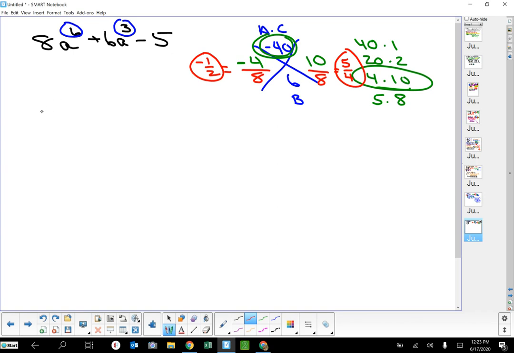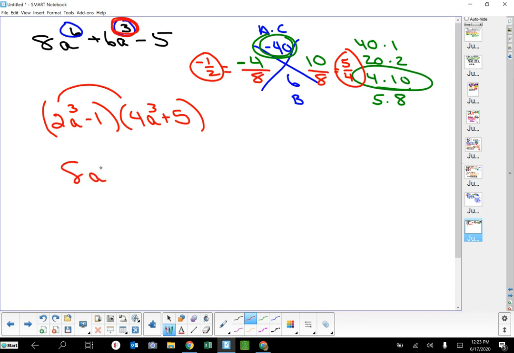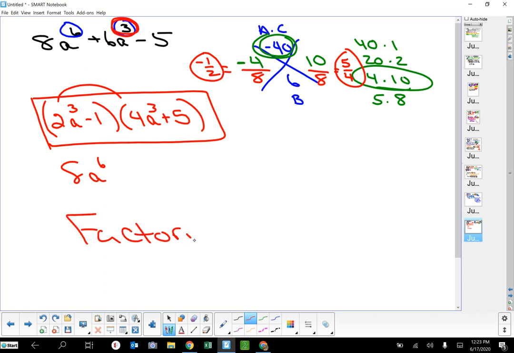And again, write this out how you normally would. This would be 2a minus 1 and 4a plus 5. And then just make sure the exponents in the binomials match the exponent on the b term. So this would be a cubed, this would be a cubed. And that's how when you multiply, you get 8a to the 6th and so on, right? So this is your answer. And you should be good. All right, so that's factoring with the X method.